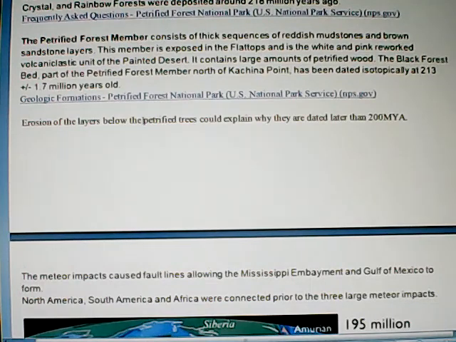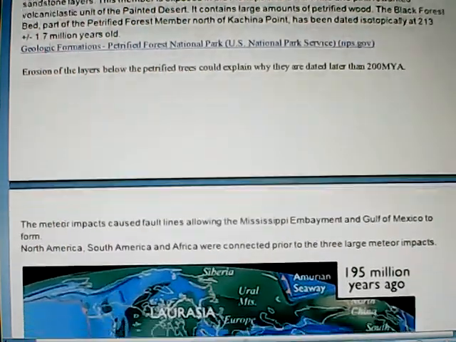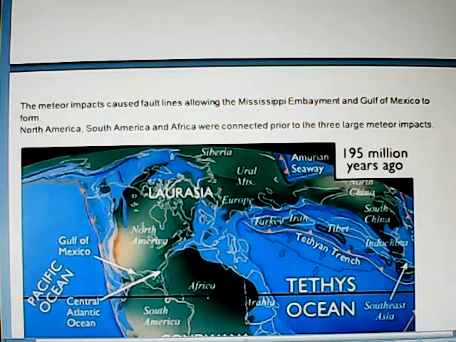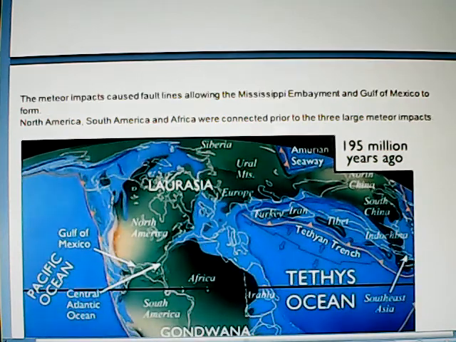Erosion of layers below the petrified trees could explain why they are dated later than 200 million years ago. You have erosion that takes away some of the soil, and it shows a later date when the trees were laid down, because it's an older layer that they are sitting on top of.